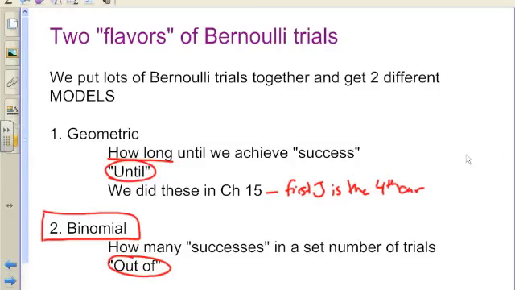We left off our discussion of Chapter 17 looking at the two different kinds of models we get from Bernoulli trials. The first was geometric, and we said we had seen that in Chapter 15. And the second is binomial, and that's what we're going to take a look at today. These are "out of" kinds of questions. We have a certain number of successes and a set number of trials.